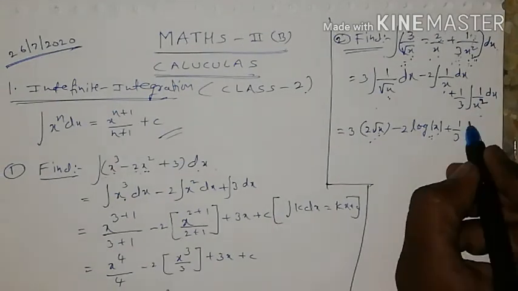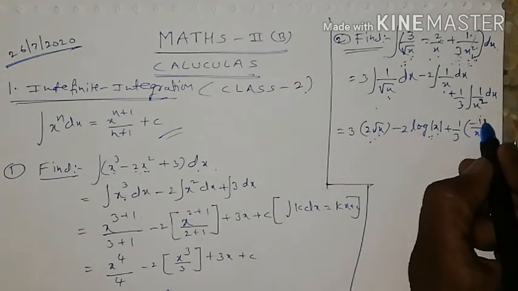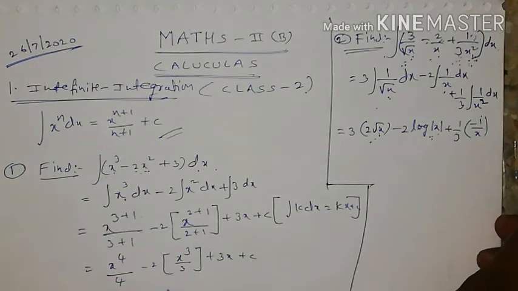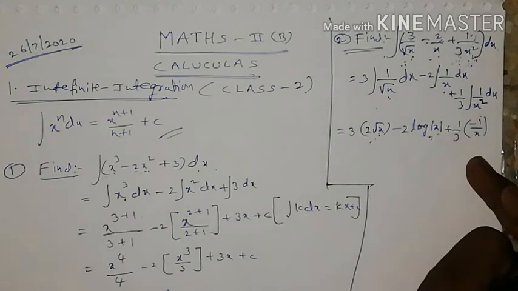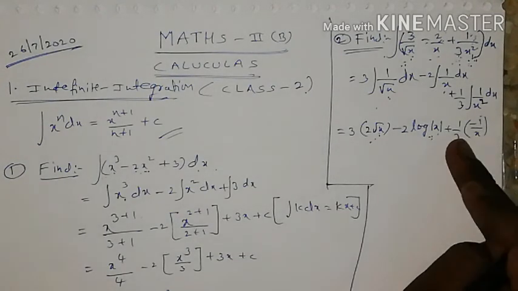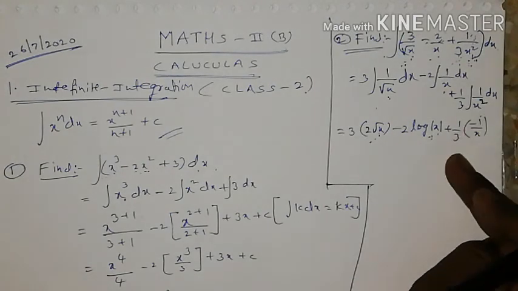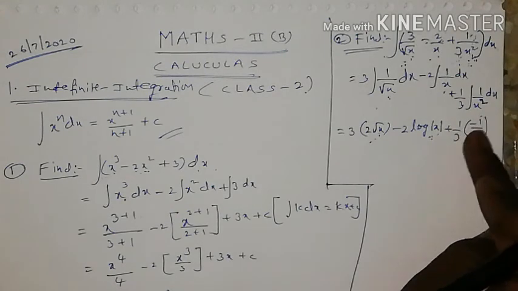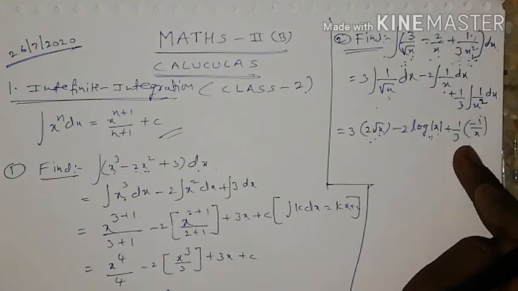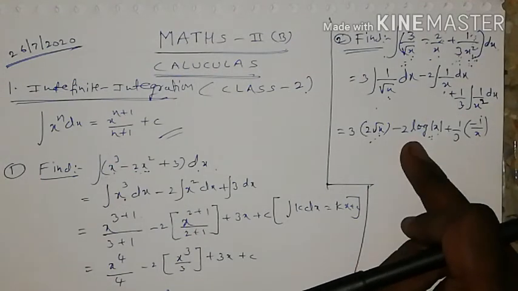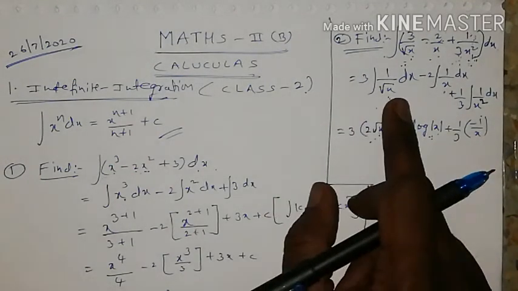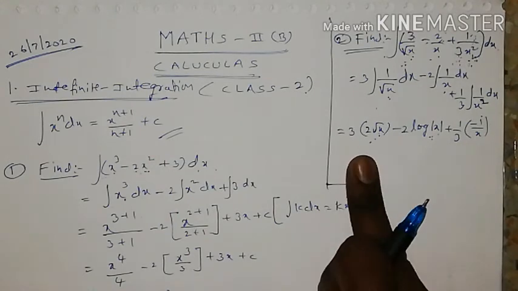Integration of 1 by x square is minus 1 by x. You learn in differentiation, it is reverse. D by dx of 1 by x is minus 1 by x square. So in integration, integration of 1 by x square is minus 1 by x. Clear? So integration of 1 by x square, what is the formula? Minus 1 by x. And integration of 1 by x is log mod x. Integration of 1 by root x is 2 root x.